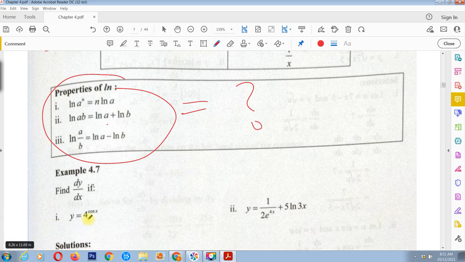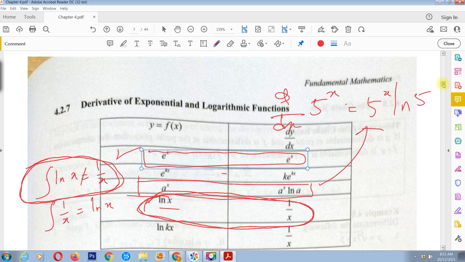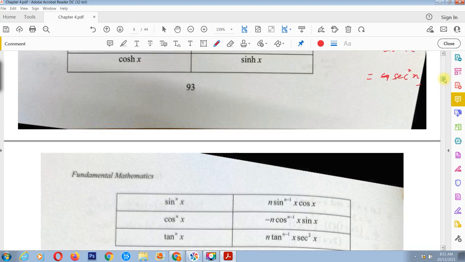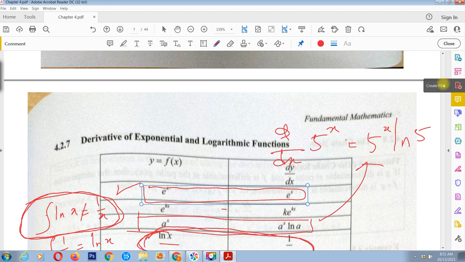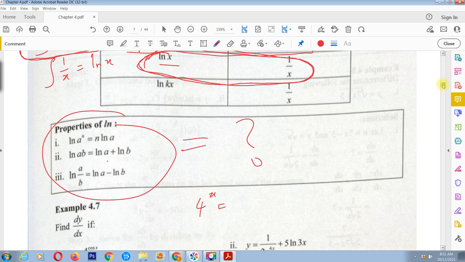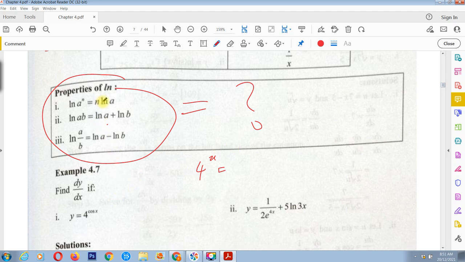Okay, for example like this. How to differentiate this? Because we only know 4^x, we get 4^x ln 4. If we have 5^x like this, we get 5^x ln 5, right? So we have cos here, so we need to apply these properties first. So when we apply these properties, we take ln on both sides, so we get ln y equals ln 4^(cos x).